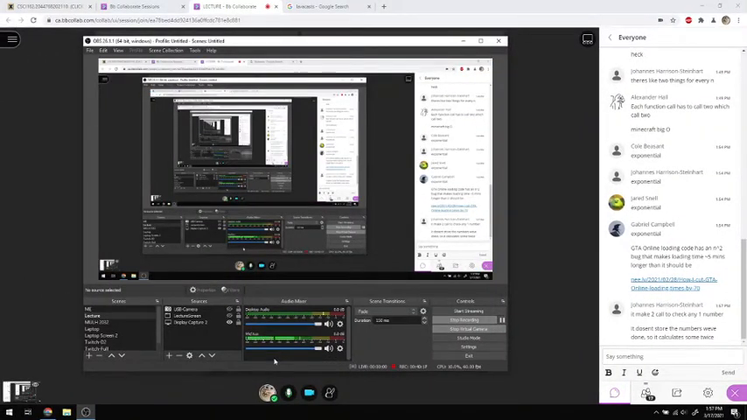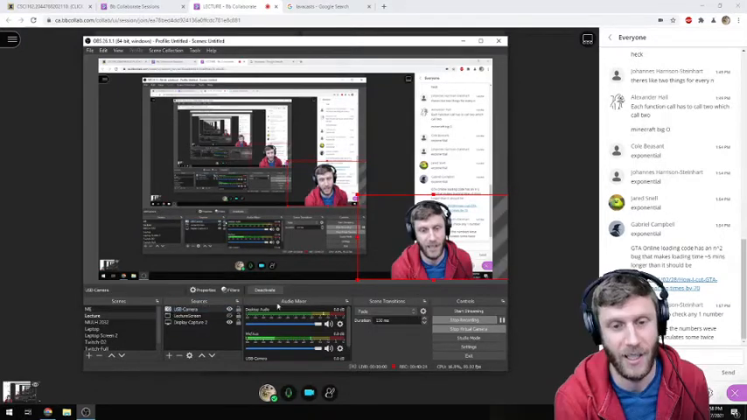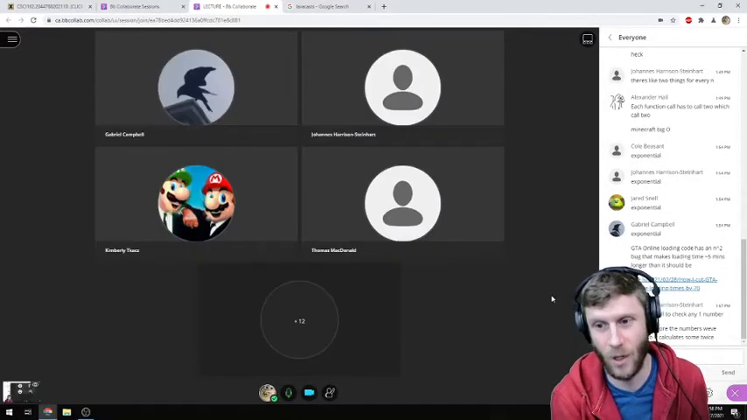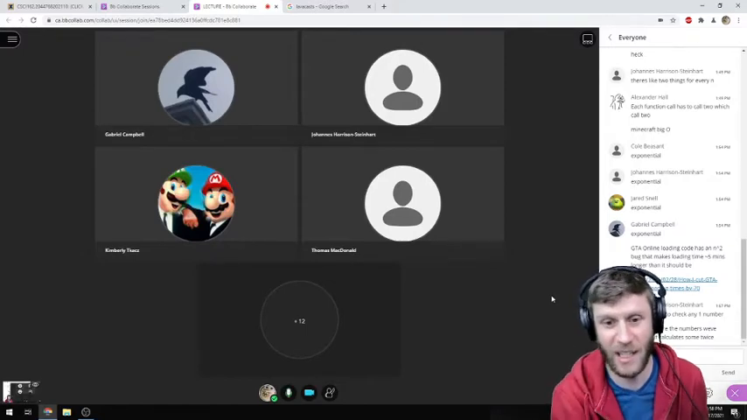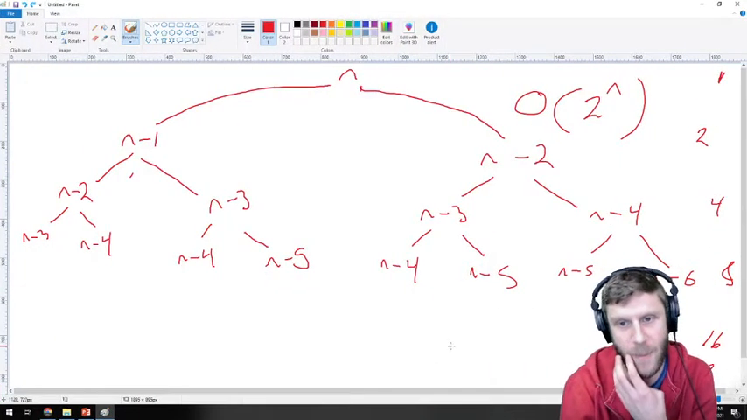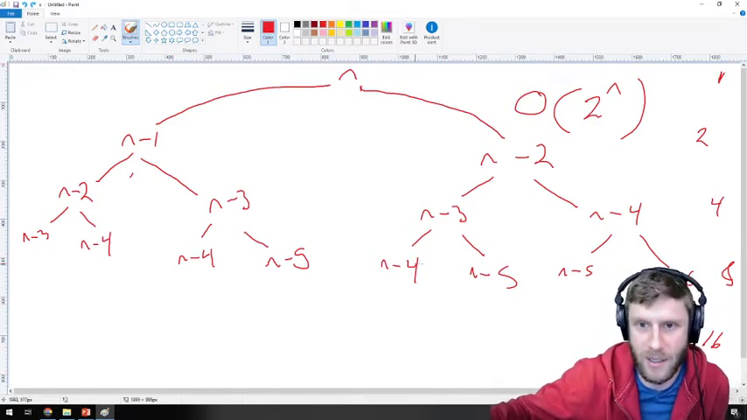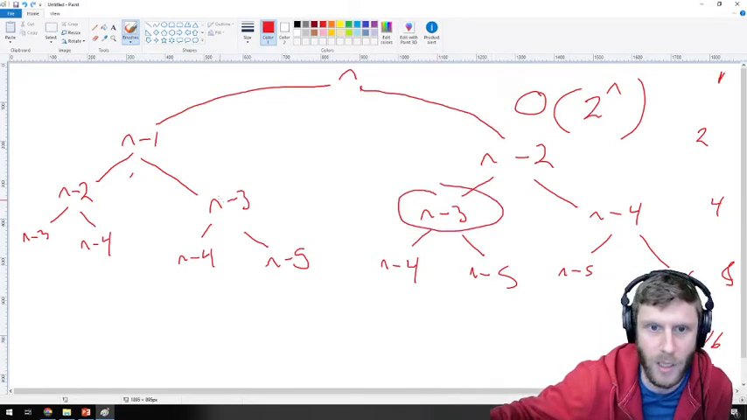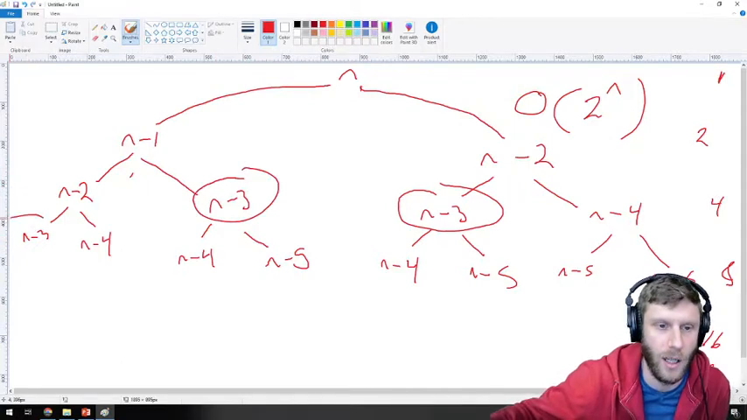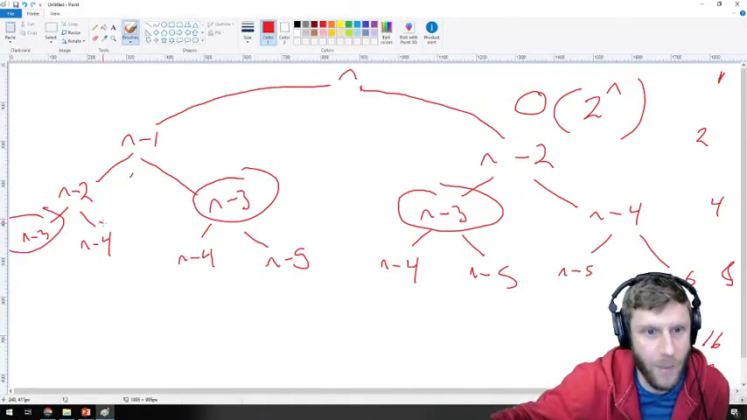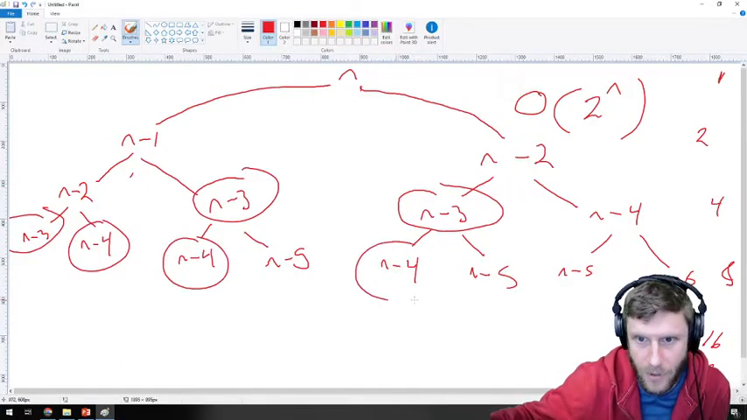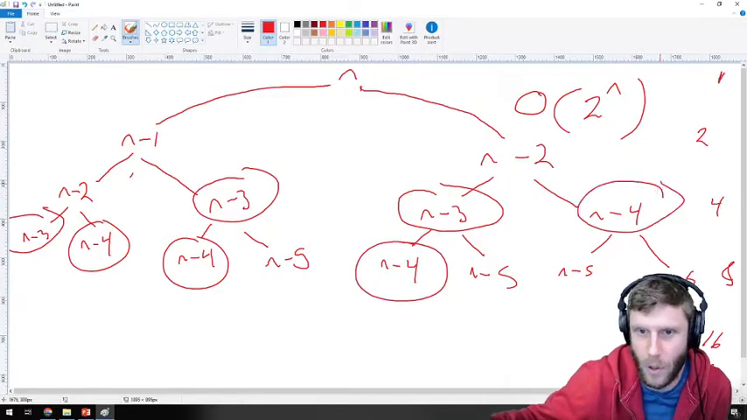It doesn't store the numbers we've done, so it calculates some twice. You're absolutely correct. In fact, it's worse than that. We're not just going to calculate things twice. We're going to calculate things so many times. Like, how many times have we calculated n minus 3? Look, in this example, we calculate n minus 3 once, twice, three times. Here, we've got n minus 4, n minus 4, n minus 4, n minus 4. My goodness.